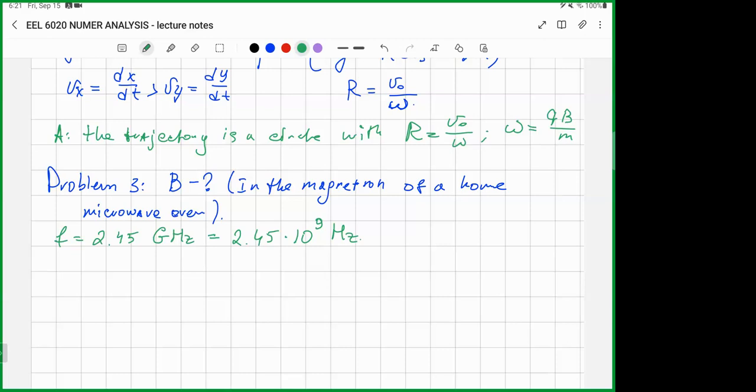And why this 2.45 gigahertz? Because of the resonance of water at this frequency or around this frequency. Okay, so at this frequency, the water absorbs electromagnetic energy pretty well. And actually, our Wi-Fi, our cell phones, they also use this frequency of operation quite frequently or significantly.